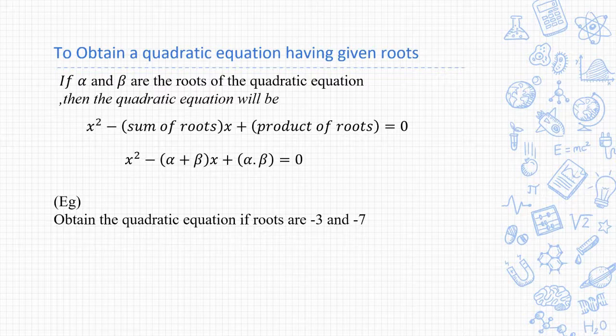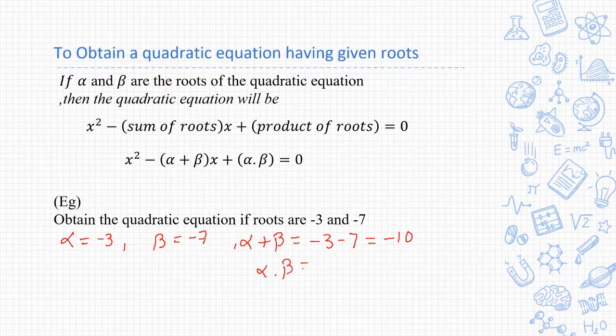We have to obtain the quadratic equation if the roots are minus 3 and minus 7. So here we'll say let alpha be minus 3 and let beta be minus 7. So we'll find out alpha plus beta. Alpha plus beta will be minus 3 minus 7, which will give you minus 10. And alpha into beta will be minus 3 into minus 7, and we know minus into minus will be plus, and 3 into 7, that is 21.